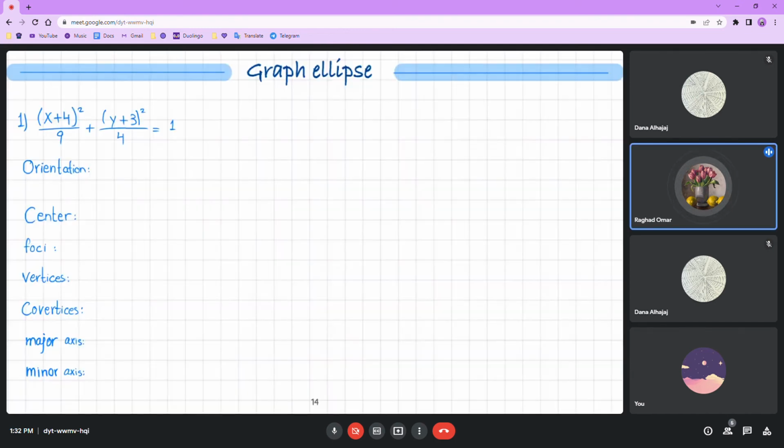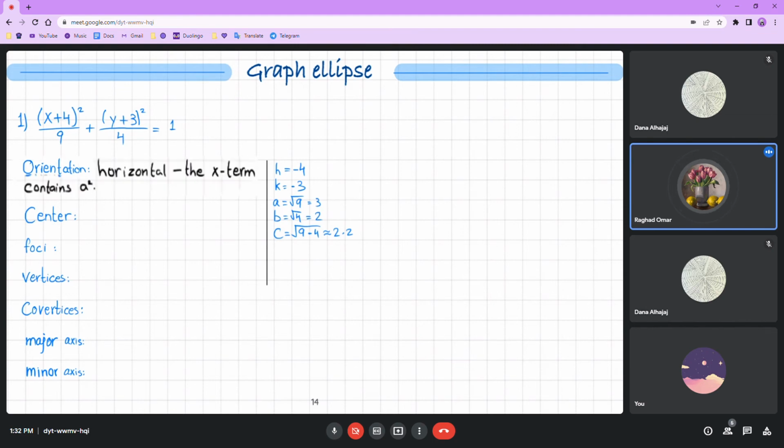The first equation we have is graphing an ellipse. (x plus 4) squared over 9 plus (y plus 3) squared over 4, which equals 1. To determine which type of ellipse you have, either a horizontal or vertical, look at your a value. A is always larger than b. If the larger number is under the x squared, the ellipse is horizontal. From looking at this equation, h equals -4 and k equals -3. The square root of a squared equates to 3 and the square root of b squared equates to 2.